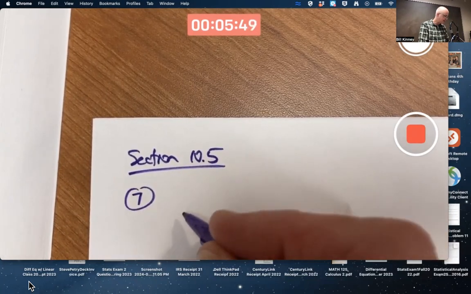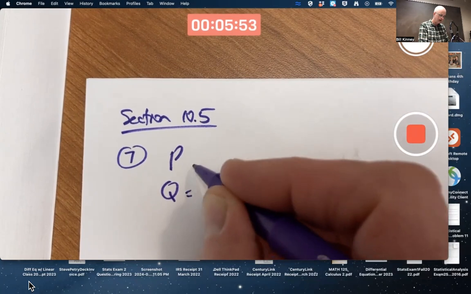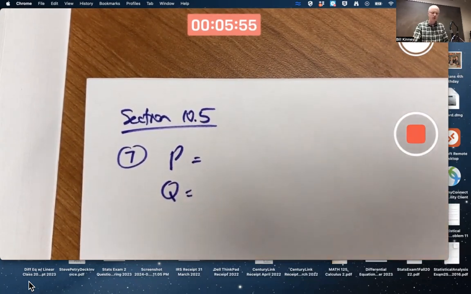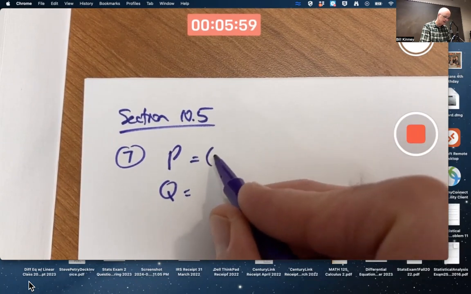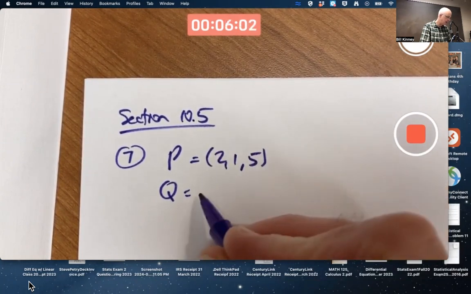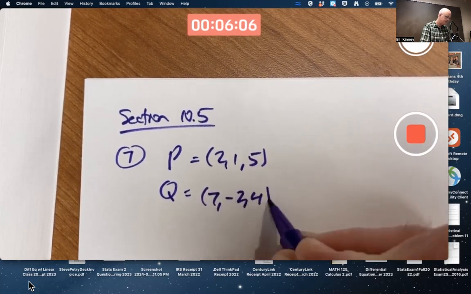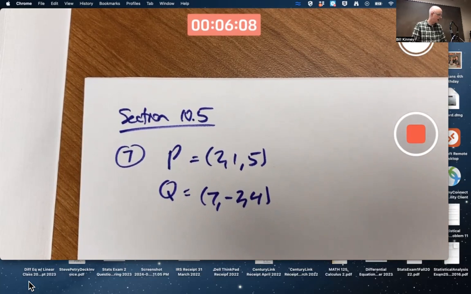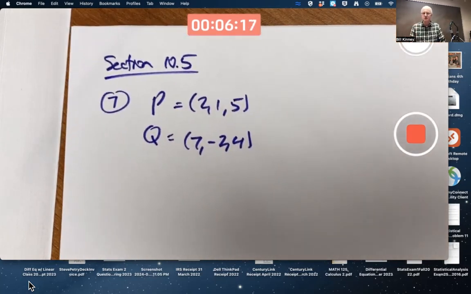In 7, we've got 2 points, P and Q, that are given in rectangular coordinates. P having rectangular coordinates 2, 1, 5, and Q having rectangular coordinates 7, -2, 4. And the directions say, write the vector, parametric, and symmetric equations of the line described by these 2 points.